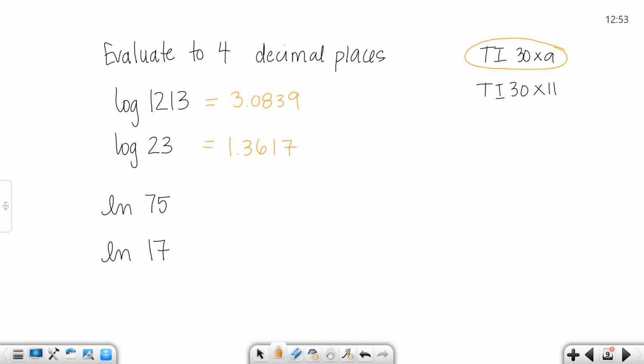The next thing that you see is the natural log. So we're going to work it the same way, except we hit the LN key. Notice here that we're changing gears. We're going to say 75, put your number first, hit LN, and you get 4.3175. The last one's the natural log of 17. You hit 17 first and then the natural log, and you get 2.8332.